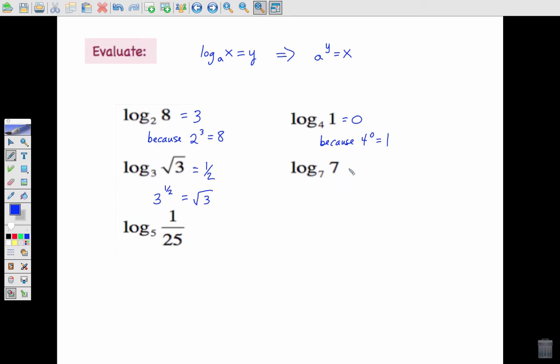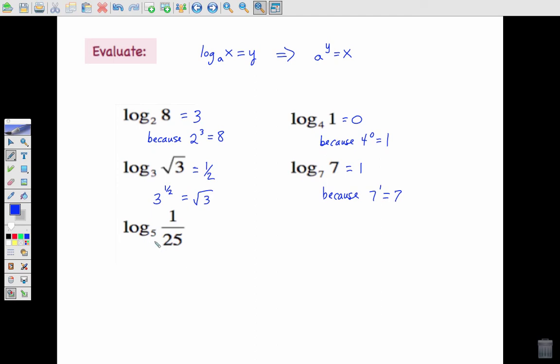Okay, log base 7 of 7. 7 to what power is 7? 7 to the first power is 7. That means log base 7 of 7 is 1. And that is because 7 to the first power is 7.